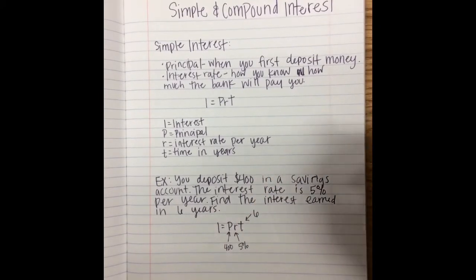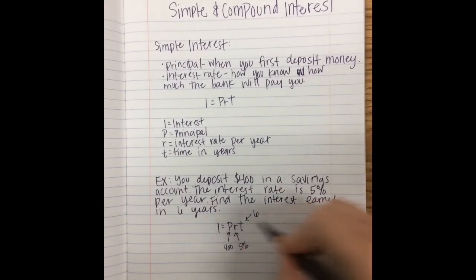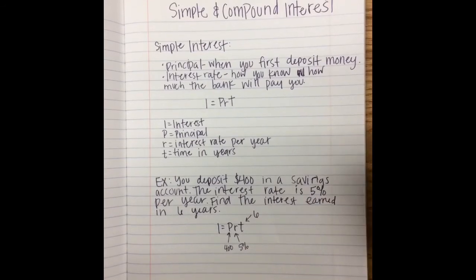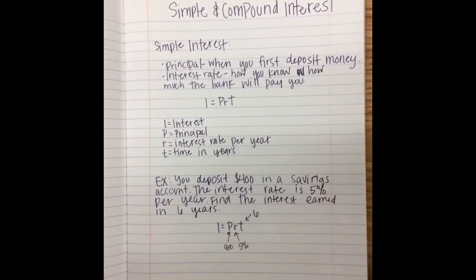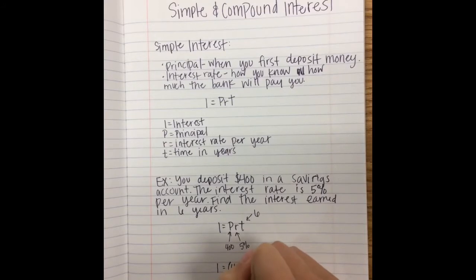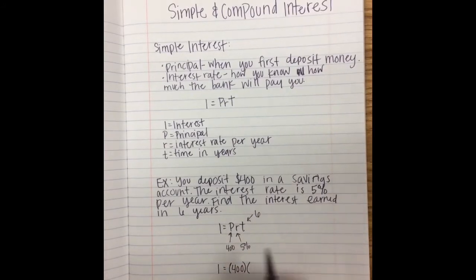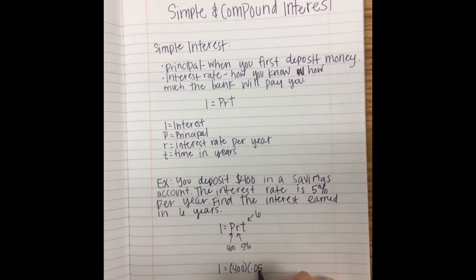Now, the way we solve for interest is we multiply principal times rate times time. Now, whenever you have a percentage and you're multiplying, you have to change that to a decimal. So the way you change that to a decimal is, well, we want to know I. We're going to be multiplying 400 times 5%. You're just going to move the decimal 2 places to the left. So 0.05 is the decimal form of 5%, times 6.